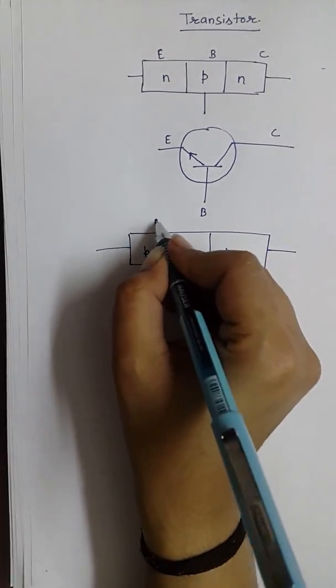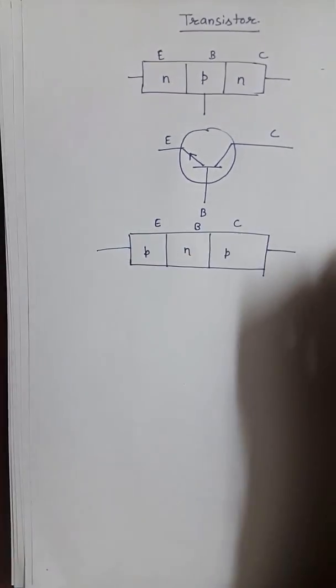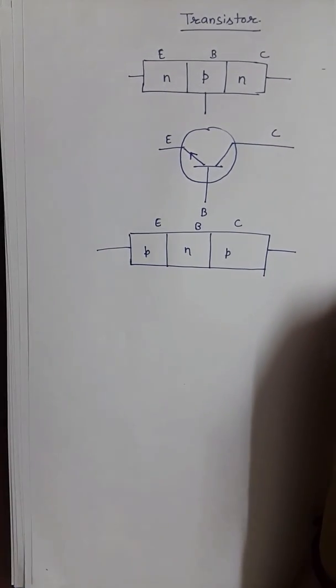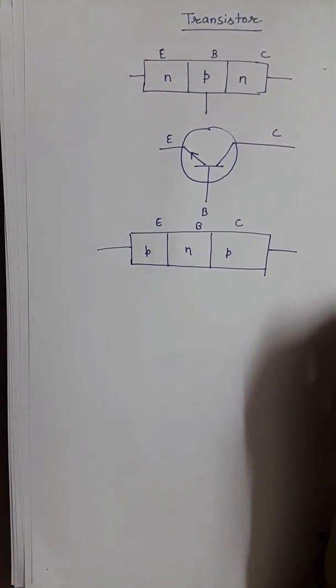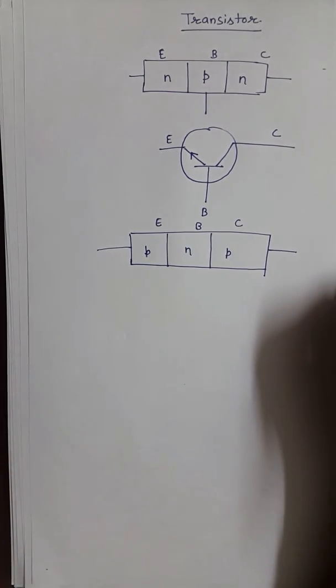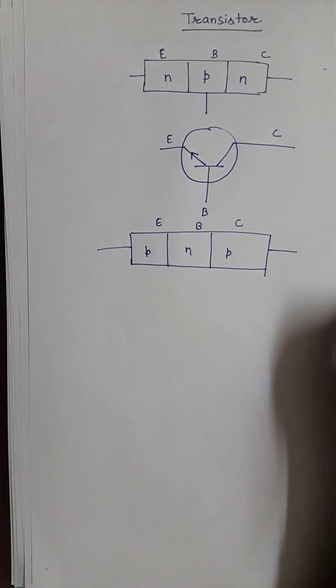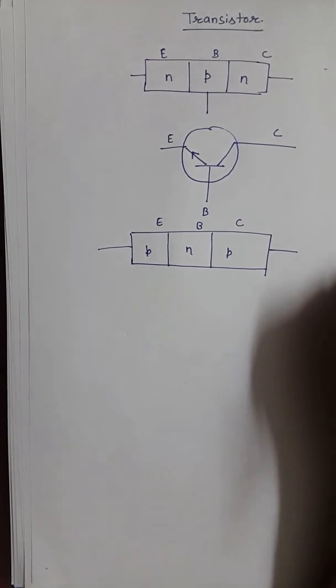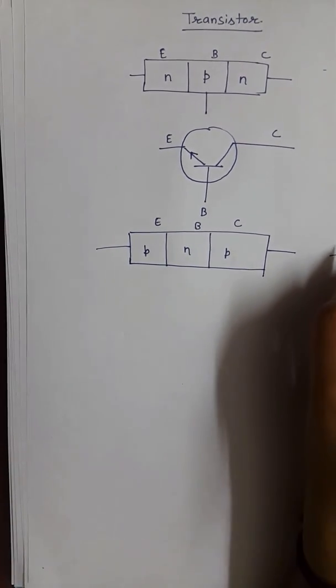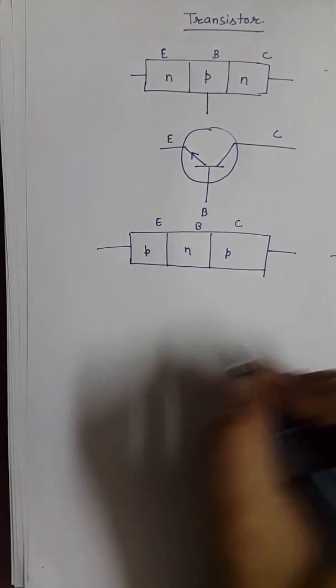It's emitter, base and my collector. The symbol would be again of the similar kind. Once again the arrowhead would be towards the N side. Now as you can see, at this time my base is of N, so the arrowhead would be towards the base. That is my emitter and collector.